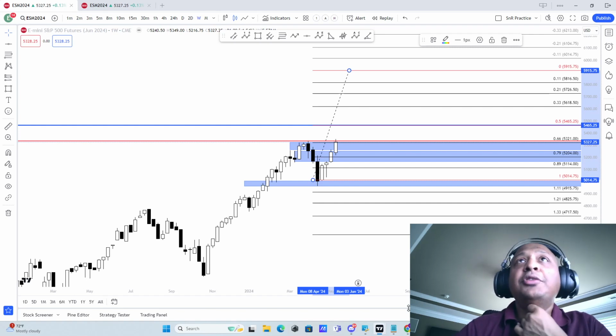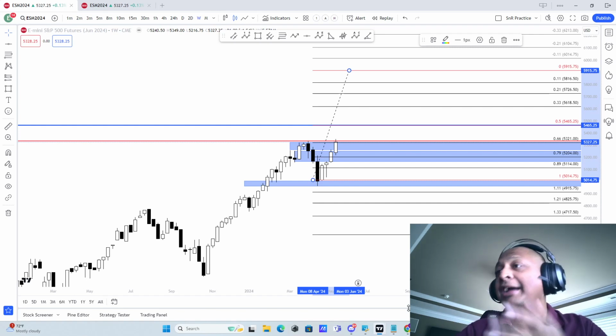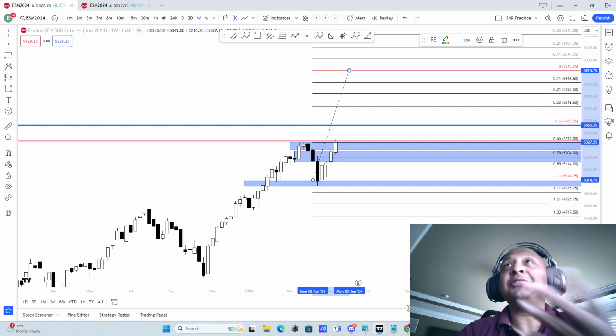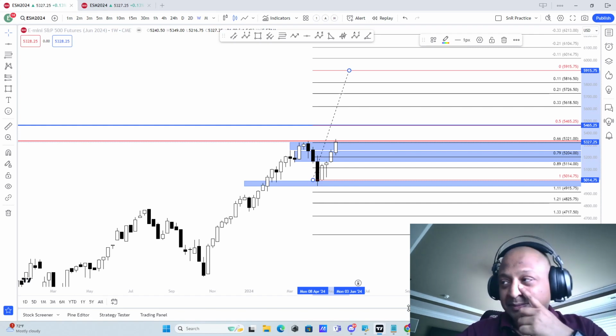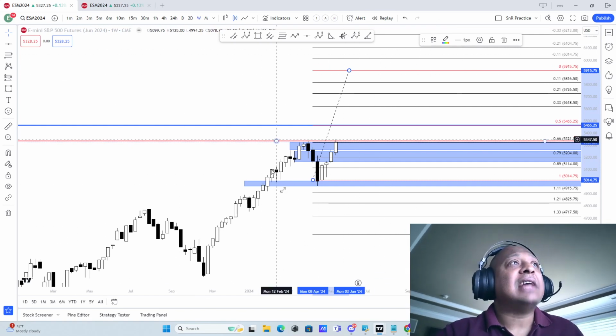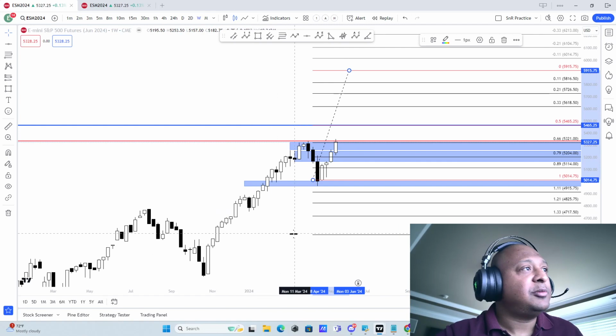Make sense, guys? Can you please put in the chat so that I understand that whatever I'm explaining is legitimately making sense to everyone else. Okay, that's good. So that is how we do measured move. You can do measured move in any way.